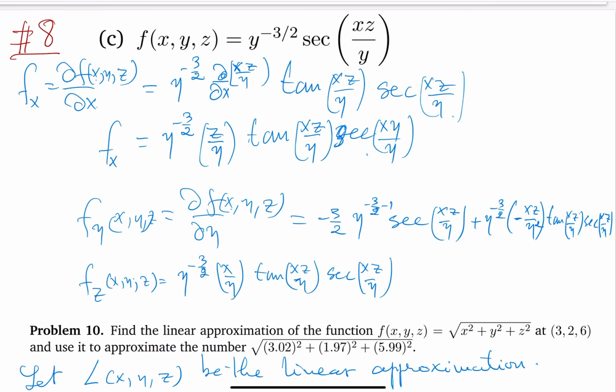The partial derivative with respect to z is the same way. You take the partial derivative with respect to z, and you have this one. You have z only inside, keep this one intact. And the partial derivative of z with respect to z is 1, and you have x over y. That's why you have x over y here. And you take the derivative of secant, which is tangent secant. Good.